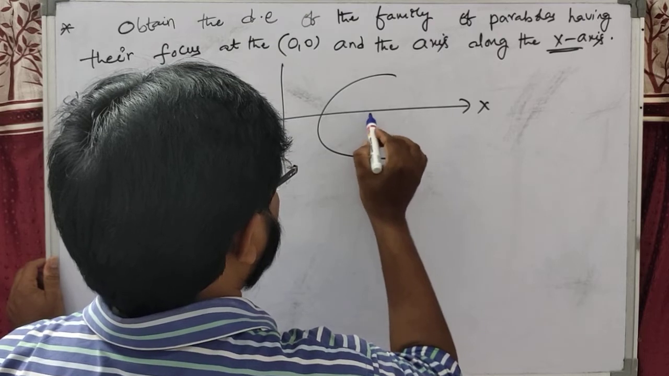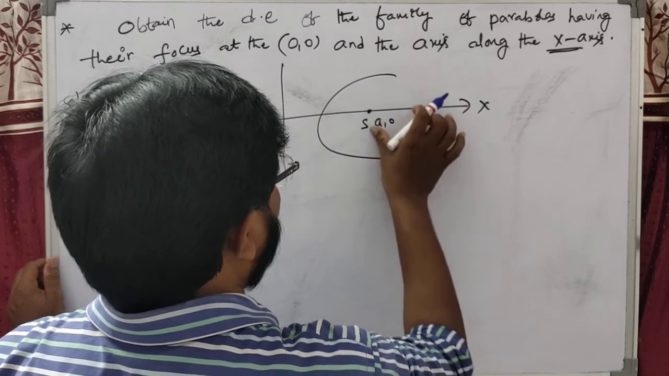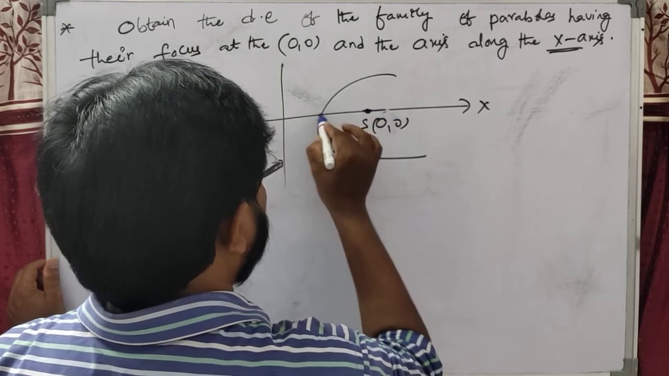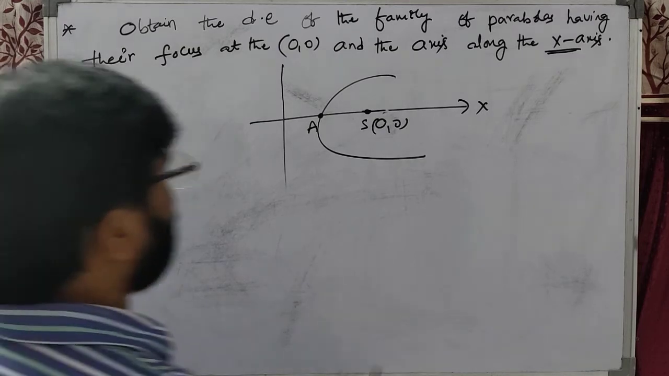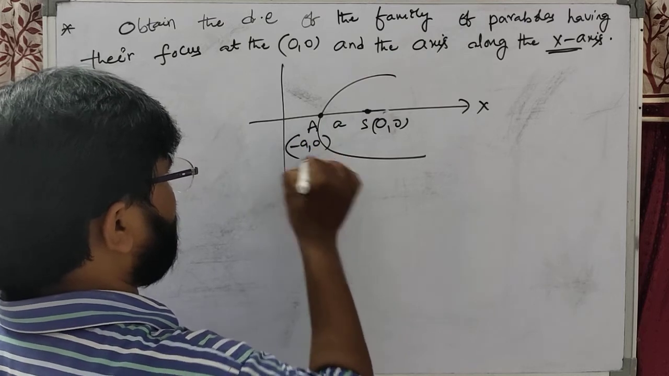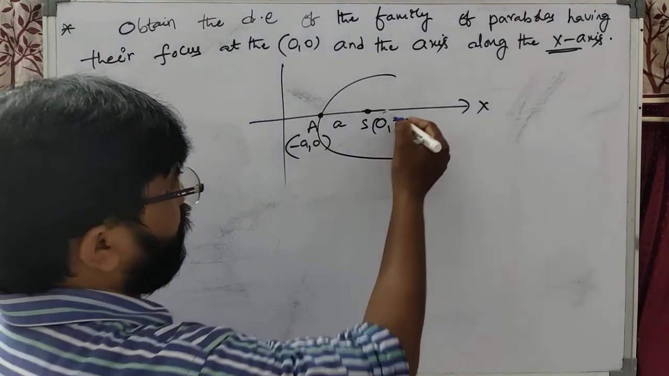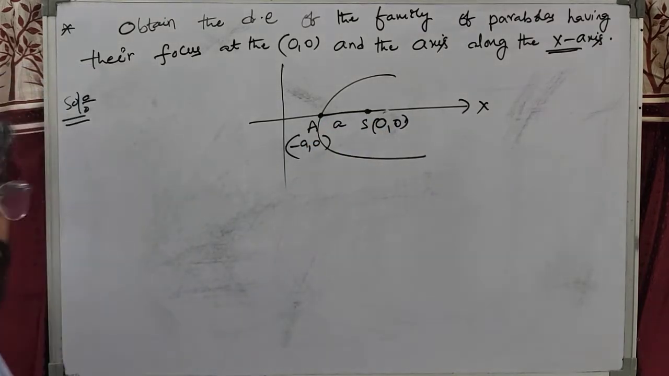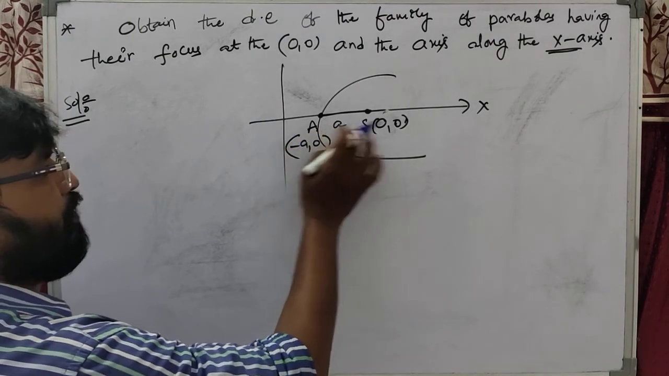You can write the focus is the origin. The focus is given as the origin. This is the vertex. The length of the vertex to the focus is a. Now the vertex must be minus a comma 0. When the focus is the origin, the distance between the vertex and the focus, we know that small a. Undoubtedly this is minus a. Therefore minus a plus a is 0, 0.